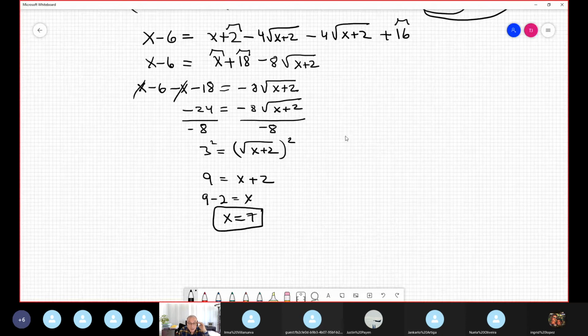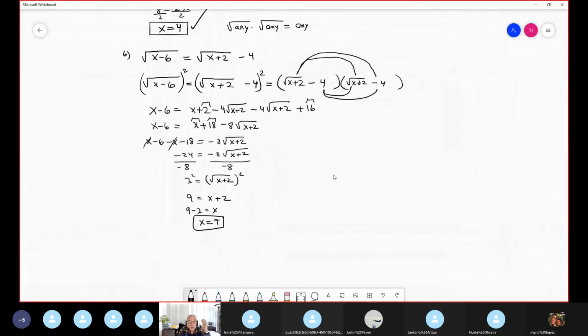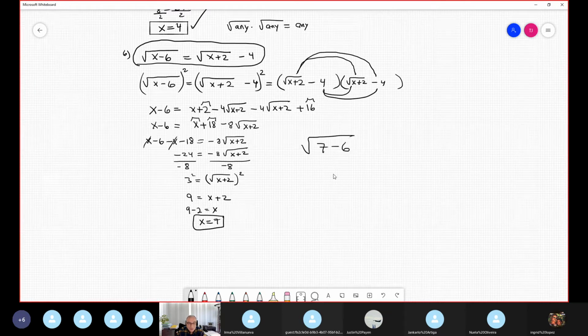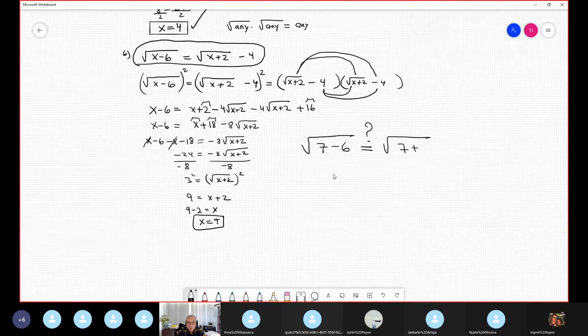I need to verify in the original equation. The original equation, I never touch. Waiting for this moment. Here, basically it is square root of 7 minus 6 should be equal, big question mark, square root of 7 plus 2 minus 4.